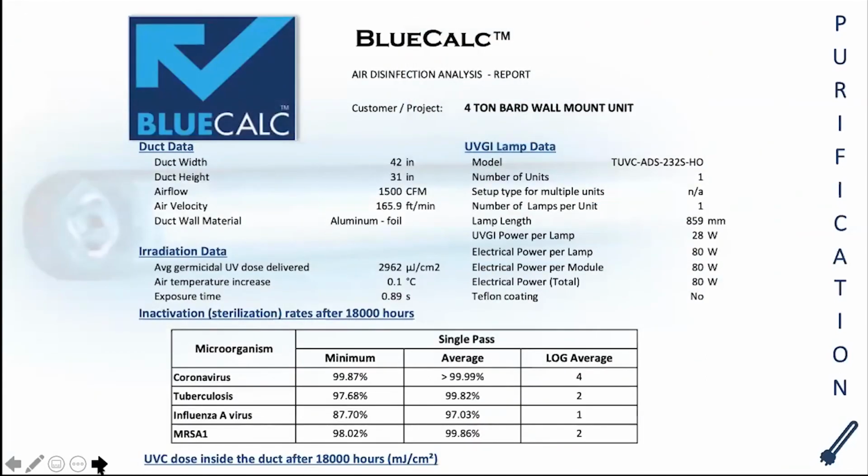Now, this is a Blue Calc that we ran for a 4-ton wall mount unit. We use some of the standard parameters that we'd see in a normal installation of that type of unit. And when we put that with a high output UVC bulb, what we can actually see is a 99.99% average inactivation rate of the SARS-CoV-2 virus on a single pass. And we can calculate these things because we know how much dosage is needed in order to inactivate the virus, and we know the output on the UV bulbs that we actually have.